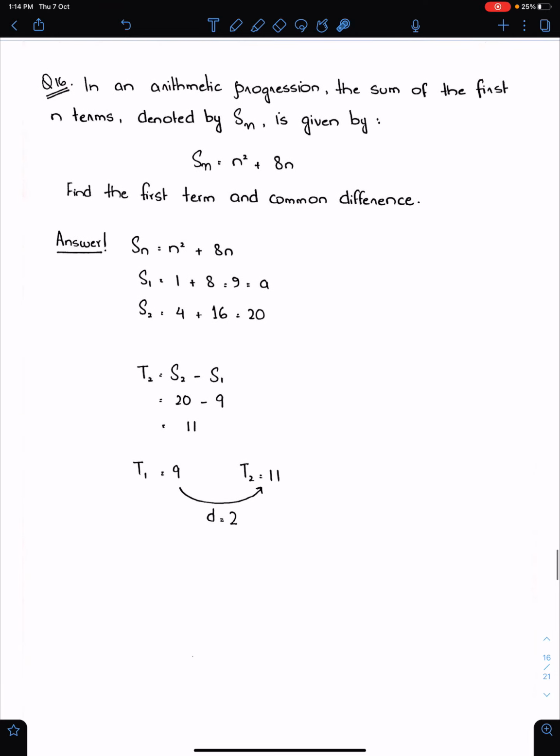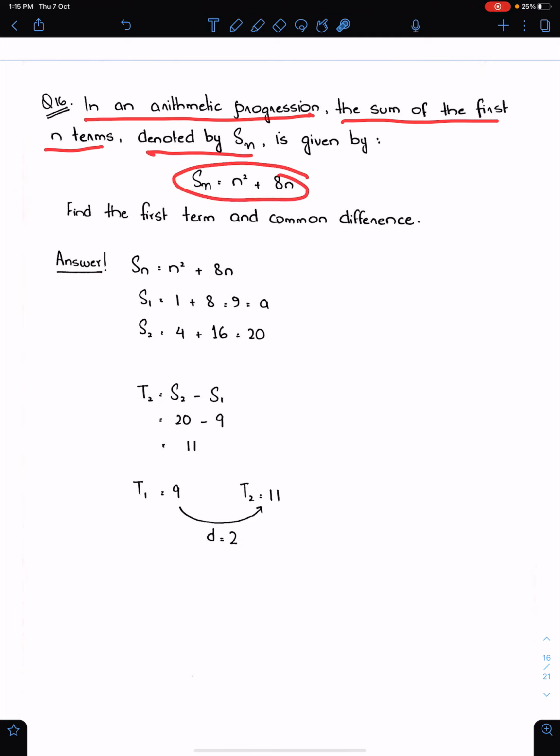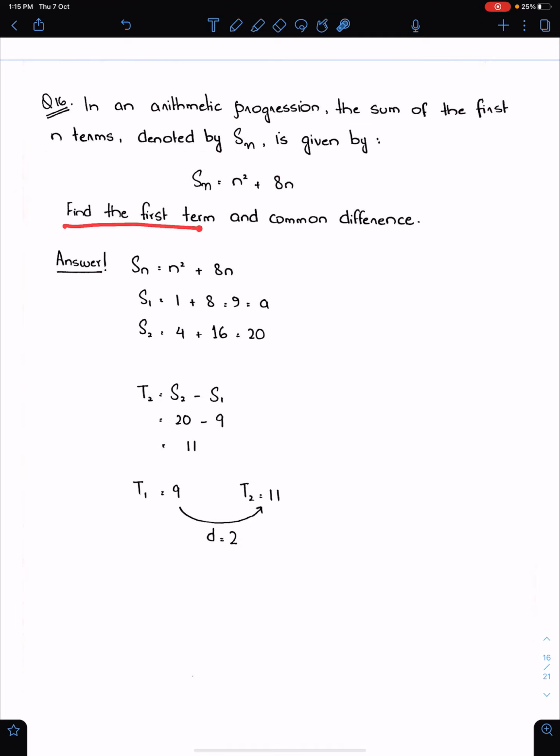Next question. In an arithmetic progression, the sum of the first n terms is denoted by Sn. This is given. Find the first term and the common difference. This is very simple. We just need to find S1 first. When we put 1 here, we get 9, which is A, and this is S2, 4 plus 16, 20. When you put 2 here, you'll get 20.